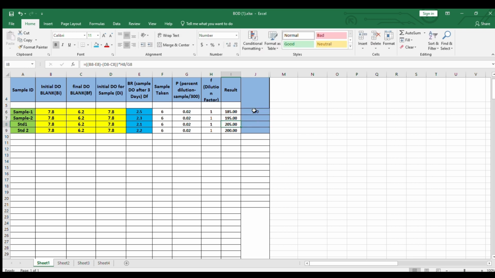And for this, 202.5 will be our final result. We have put the standard solution of 200 milligram per liter, and we got the result 202.5. So it is under the standard deviation. So our method is validated and the result accuracy is achieved. So this was it about the calculation of BOD.